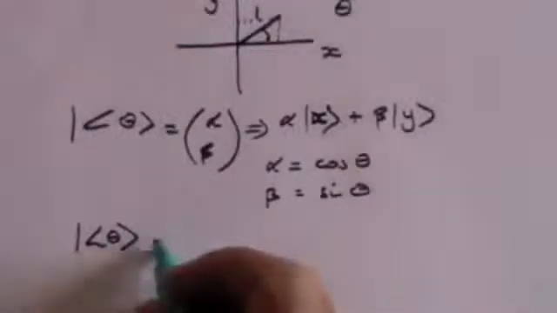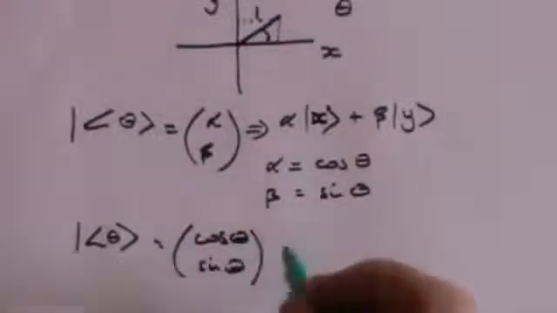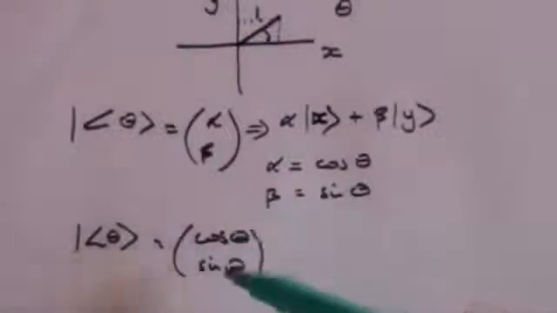So if I'm right, that means that you can represent the theta eigenvector by the general term cosine theta, sine theta. And let's just remind ourselves that these, therefore, we've now discovered are probability amplitudes, which you square to get probabilities.